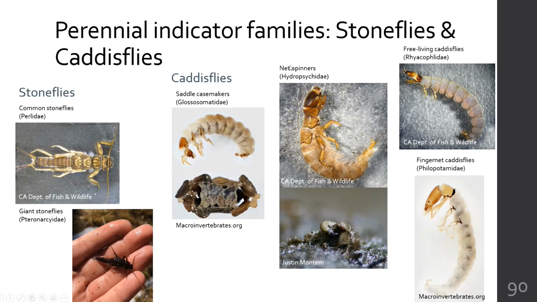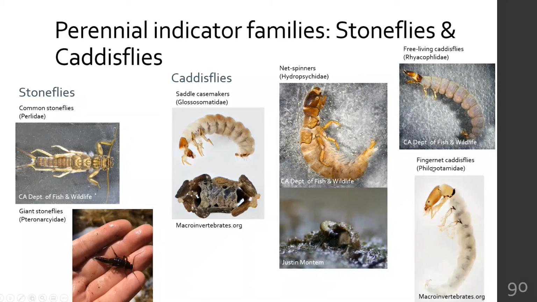And then you have the net spinner family. These hydropsychids build large nets that they retreat into, and they collect organisms and detritus that get caught in that net and consume that for their food. And here's a nice photo of a caddisfly crawling into a retreat. Sometimes the retreats can be quite large. They can include almost entire cobbles.